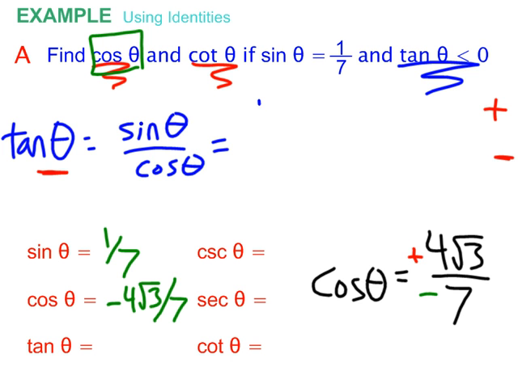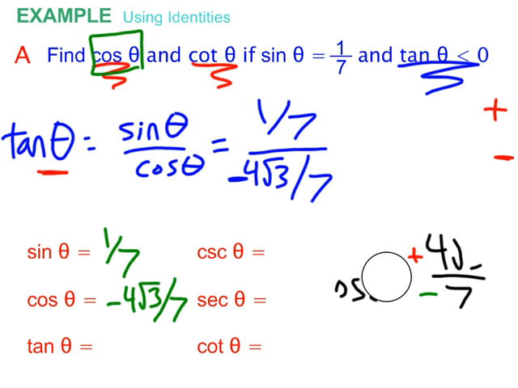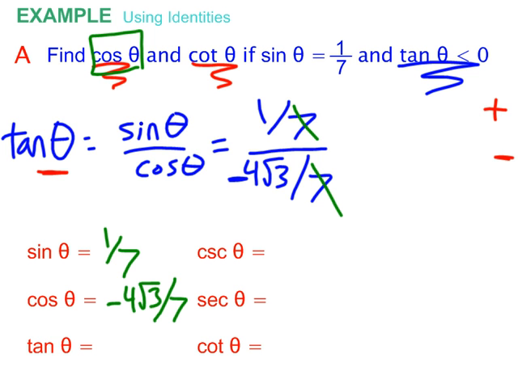I've got sine of theta is 1/7. And if you're wondering, couldn't I use the quotient identity for cotangent? Of course you could. I just had this on the board already, so let me run with it. And that's a negative sign. All right, you should be comfortable with your fractions. Comfortable enough to say 7 and 7 cancel out. Okay, that's what tangent of theta equals.